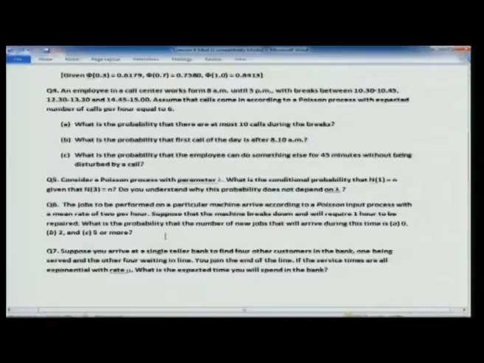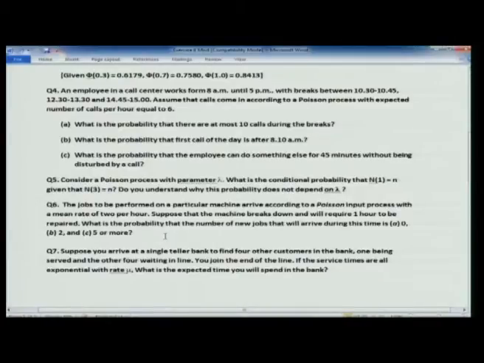Okay. Now, question 7: suppose you arrive at a single teller bank to find 4 other customers in the bank, one being served and the other 4 waiting in line. The statement is a little off, because here it should have said 5 people, but anyway 4 refers to the 4 people waiting in the queue, one is being served and you join the end of the line. So, you are the 6th person.